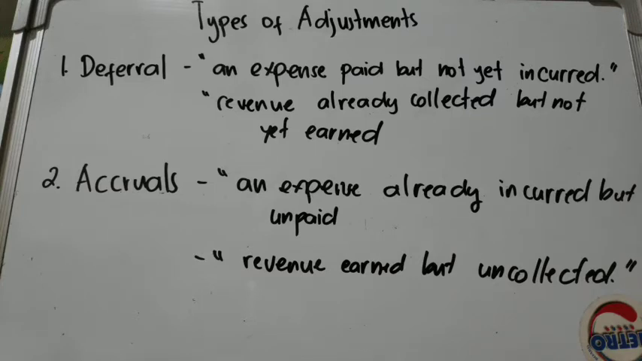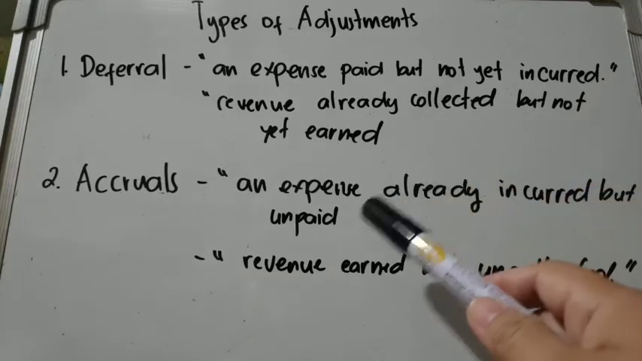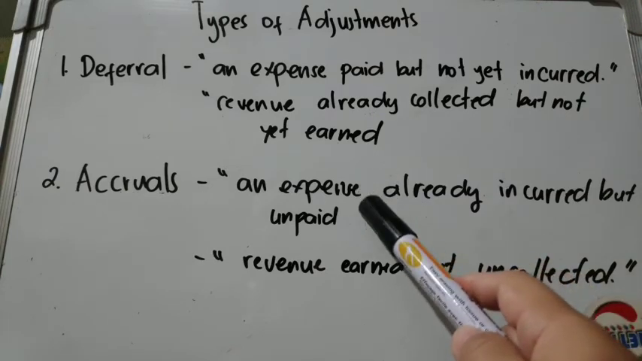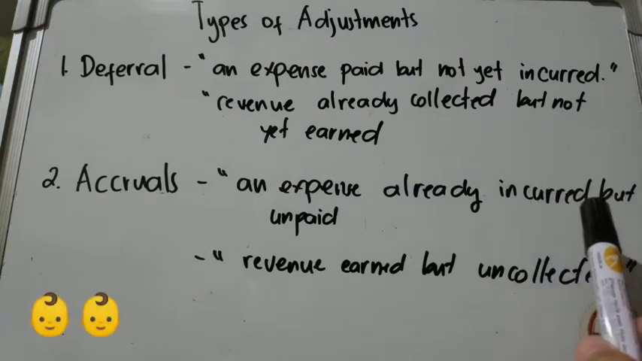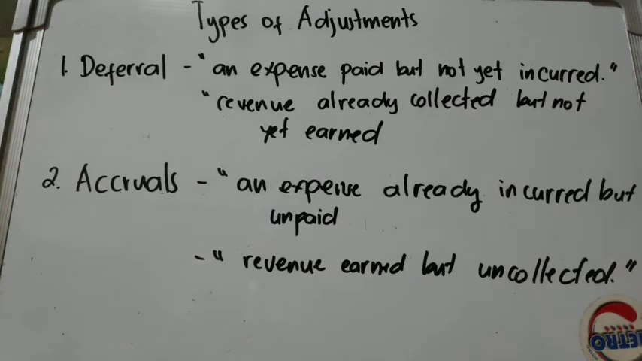Okay. Number 2 type of adjustment is the accrual. Accrual is an expense already incurred but unpaid. So, an example of that is accrued salaries, meaning an expense already incurred, meaning nagamit mo na. So, for the salaries, na-render na ng mga empleyado ang kanilang mga serbisyo sa iyo pero hindi mo pa siya binabayaran. Also, accrual is revenue earned but uncollected, meaning na-render mo na ang revenue to your customer pero hindi mo pa nakolekta ang bayad na gagaling sa iyong customers. So these are the types of adjustments.